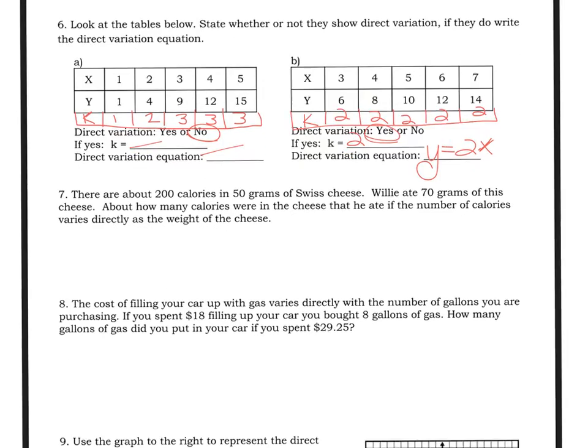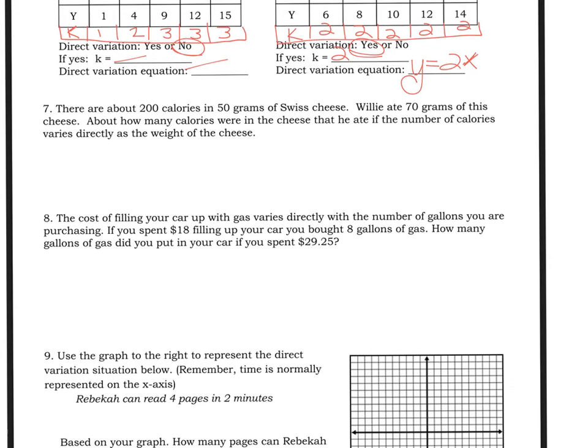Okay? If I go ahead and I look at this one, this number 7 is a little confusing because it's all out of sequence, but that's okay, we'll figure it out. So it says there are about 200 calories in 50 grams of Swiss cheese. Willie ate 70 grams of this cheese. About how many calories were in this cheese if the number of calories varies directly as the weight of cheese? So I see the number of calories varies directly as the weight of cheese. So I'm instantly going to write y equals kx down on my paper.